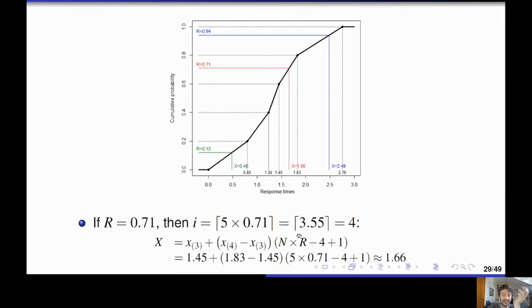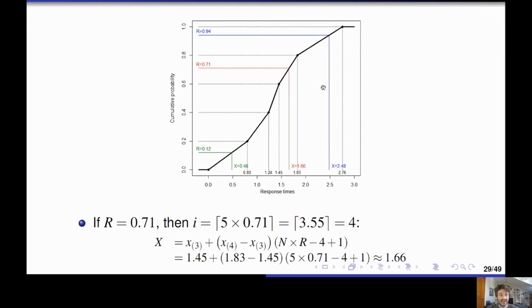And the second equation here is exactly doing that. So 0.71 minus 0.6 is 0.11, divided by 0.20 is 0.55. Therefore, this random variate must be 55% distant from 1.45 and 45% distant from 1.83. Therefore, what I am doing is multiplying this distance of the interval with 0.55 and adding it to 1.45, so I find exactly the proportional response in this inverse linear function.